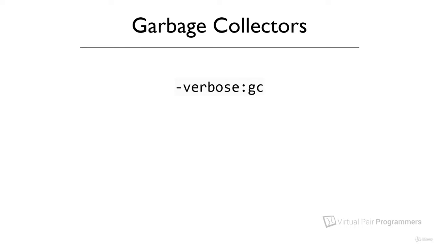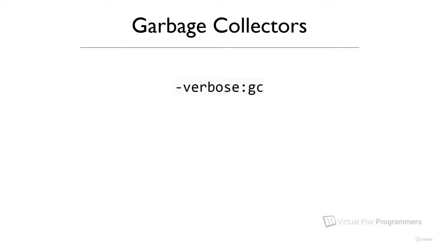This isn't one of those -XX: arguments, it's a bit simpler, and the verbose argument does have some other options which you can output. But as these aren't related to memory or garbage collection, I'm not going to be covering those in this course. You can, of course, go and read the Java docs if you're interested.